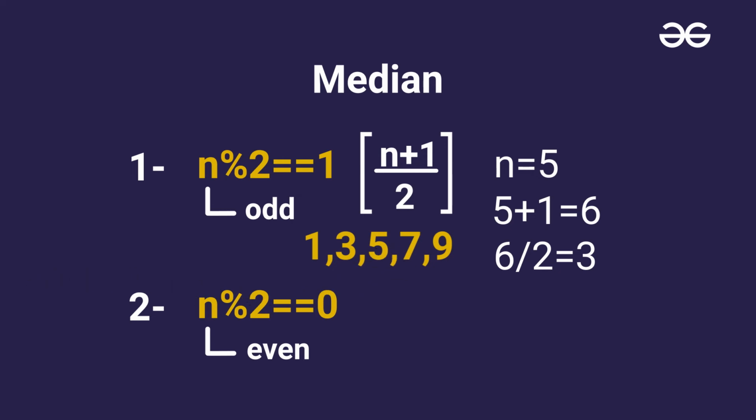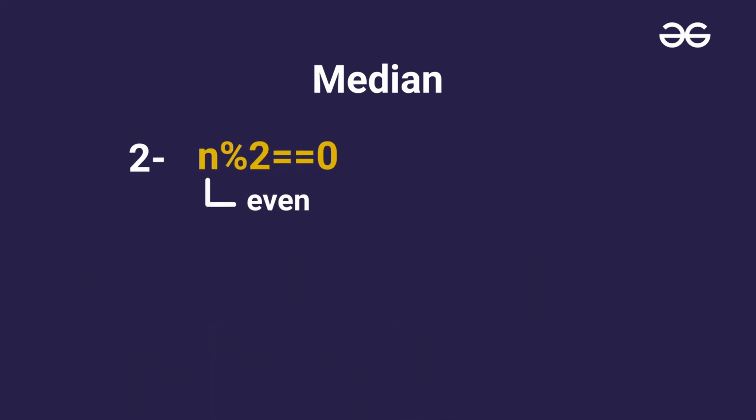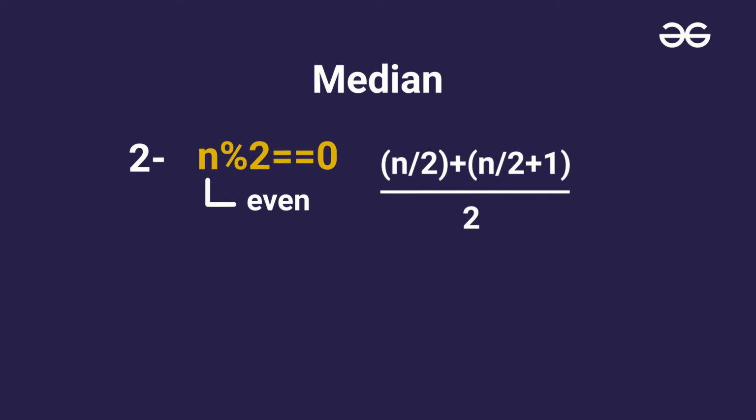However, if n is divisible by 2, that is n modulo 2 is equal to 0, then what will the median be? I'm just putting the formula out there and then I'll explain it. This is the formula for the median if the total number of elements is even. Let us take a simpler array, 1, 3, 5, 7. The length is 4. So now, if the length is 4 and we have to find the median, n, the length of the array, is even.